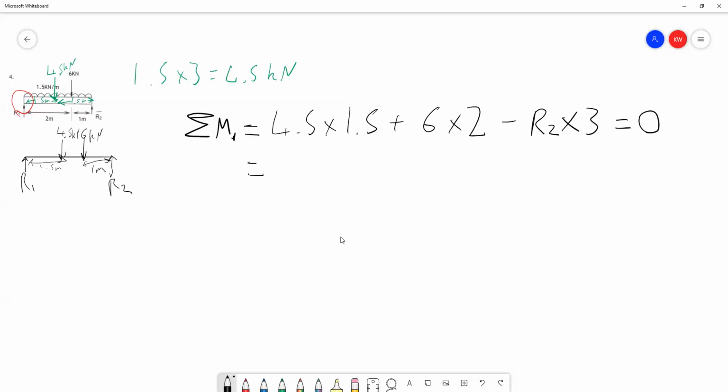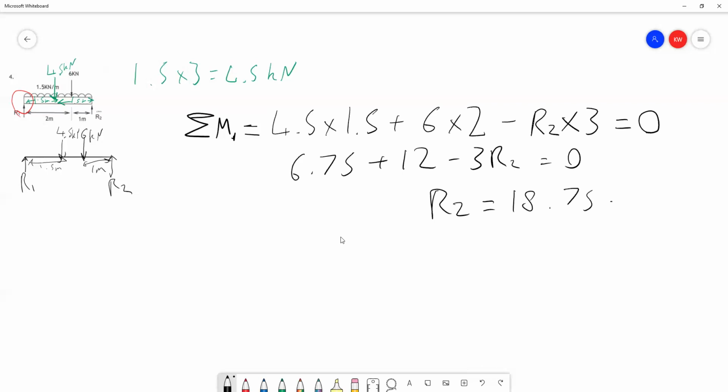So if we work this out, we're going to have 4.5 times 1.5, which is 6.75, plus 6 times 2, which is 12, minus 3 times R2 equals 0. So as in the previous problem, we did a bit of rearrangement to give us R2 is equal to 18.75 divided by 3, which is 6.25 kilonewtons acting up the way.